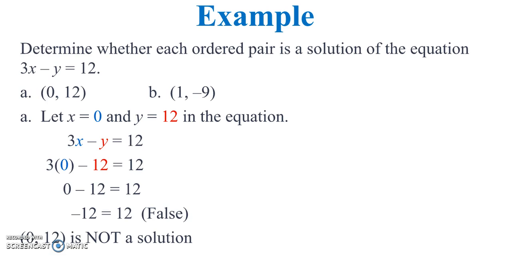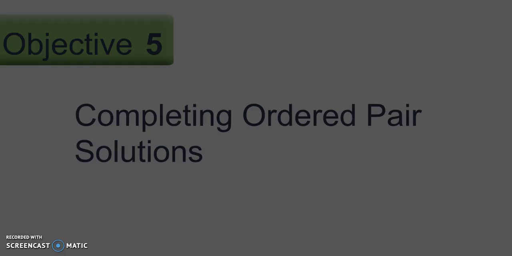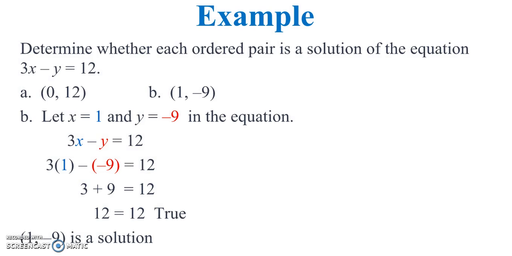Then I could slot in B. So I'm going to take 1 and negative 9, and I'm going to slot it in. I do the same thing. When I finish, I see that 12 equals 12 on the bottom, and I know that solution is true because 12 does equal 12. So when I was asked to find my ordered pair that is a solution, I would circle B as my answer, because A didn't work. A was not true, but B is true. So then you're done. 1, negative 9 is your solution.